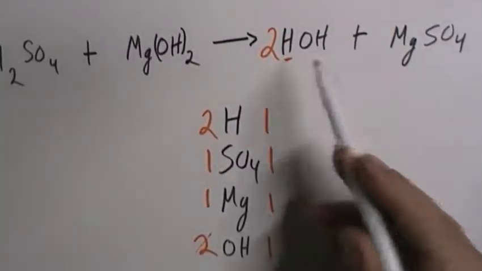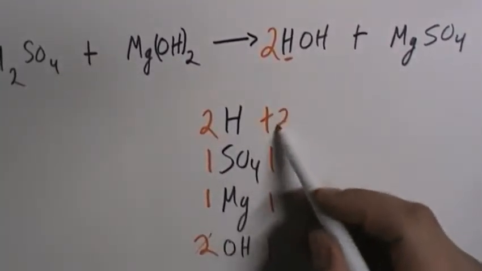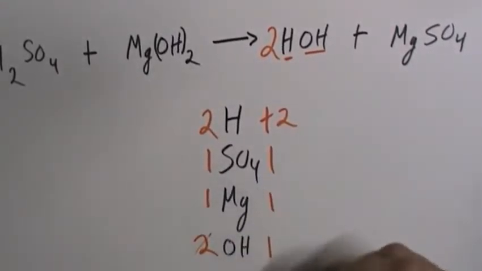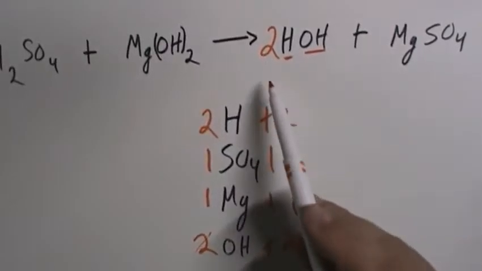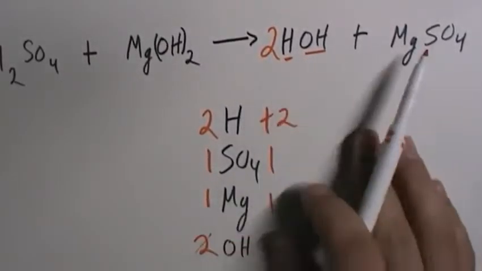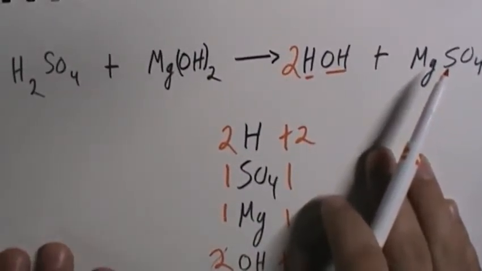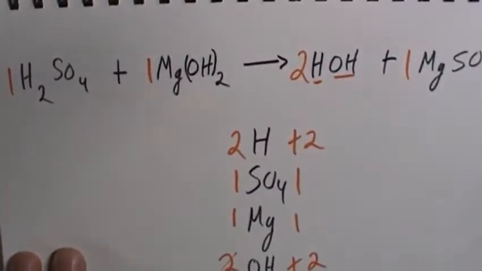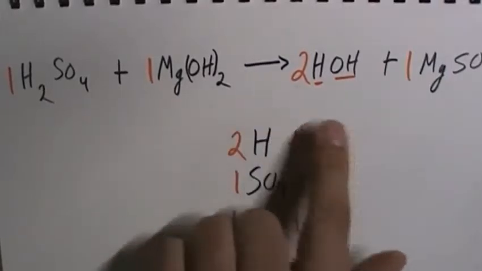2 times 1 hydrogen is 2. 2 times 1 hydroxide is 2. So I can balance this by simply putting a 2 in front of the HOH. And everything else gets a 1. So 1, 1, 2, 1.